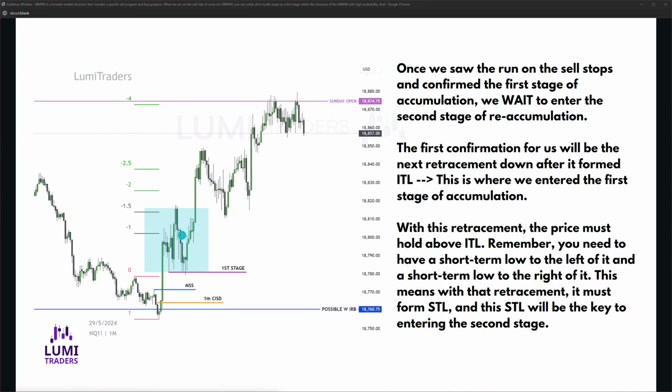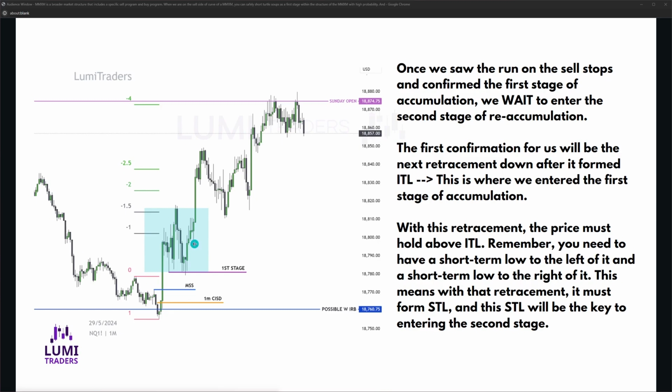After this, I would like to see the formation of the second stage of reaccumulation. The first confirmation for us will be the next retracement down after it formed the intermediate term low. This is where we entered the first stage of accumulation. So we entered the first stage of accumulation right here. This first retracement down after the formation of this intermediate term low was right here.